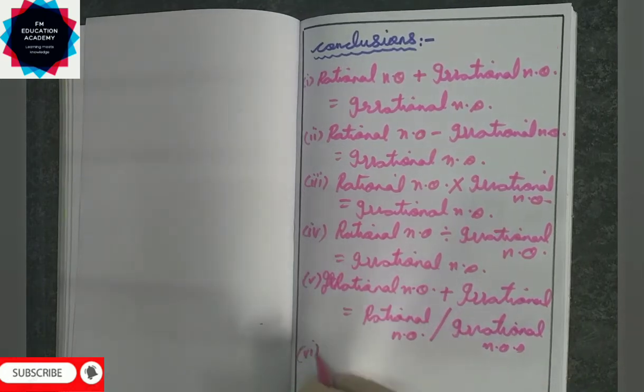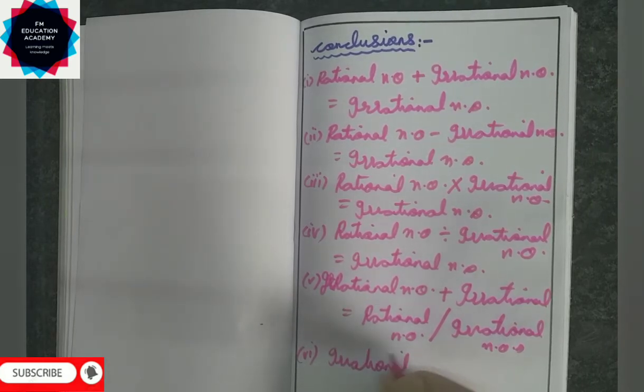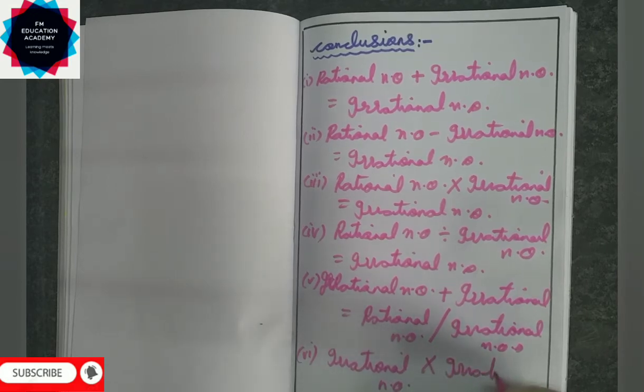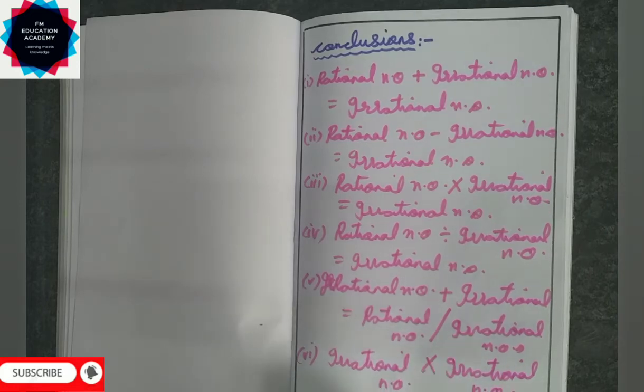The sixth concept we got is, when we multiply two irrational numbers, it is not necessary that I will get the answer as an irrational number. I may get a rational number or I may get an irrational number.